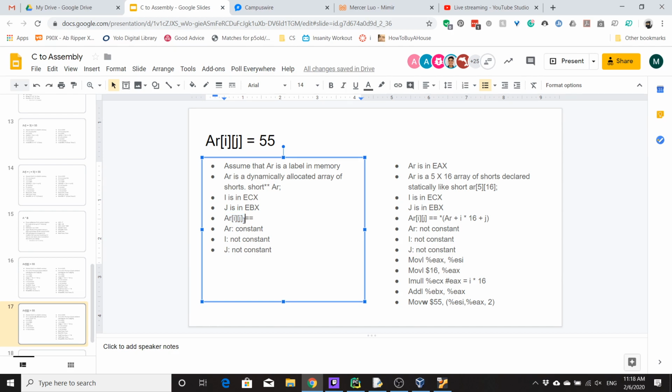So we got a thought on how this should be rewritten, given that we have an array of arrays instead of one big chunk. Right? Parentheses AR plus I dereferenced, plus J dereferenced. That's what we have to do now.